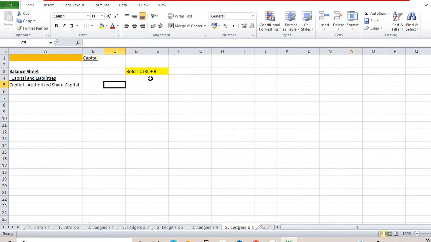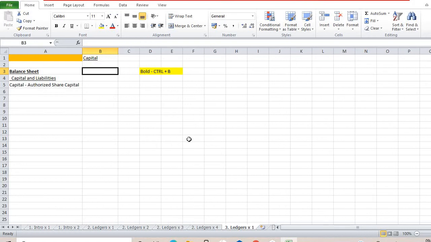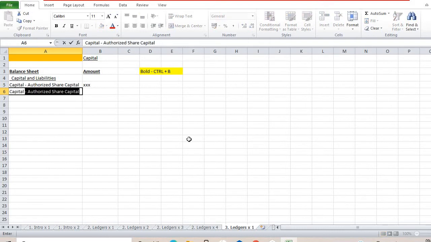Alt OCA. If you don't remember what Alt OCA is, please look at the previous chapter. Alt OCA basically is your column expansion. So authorized share capital is basically XXX. Let's just put a dummy amount there. I will tell you what it means. And then issued share capital.